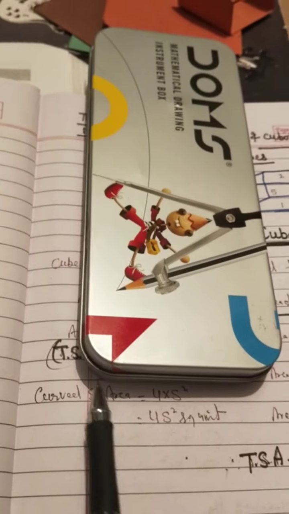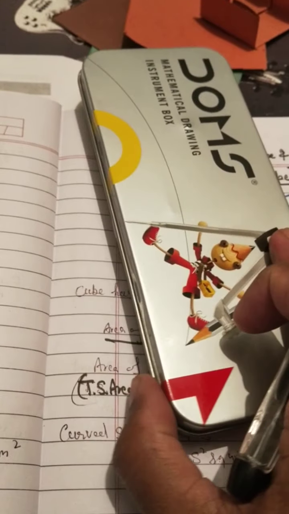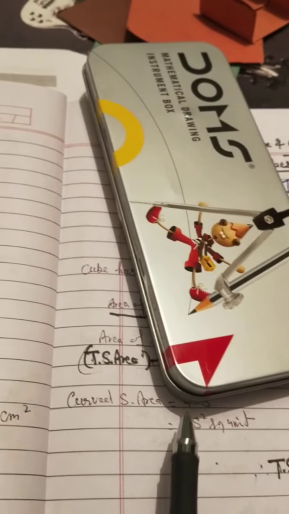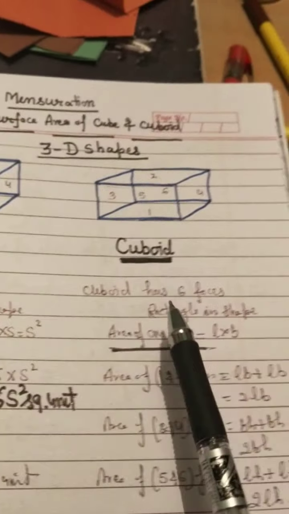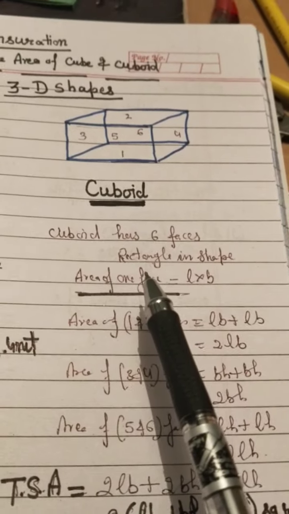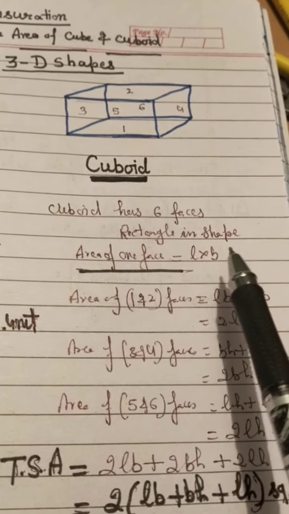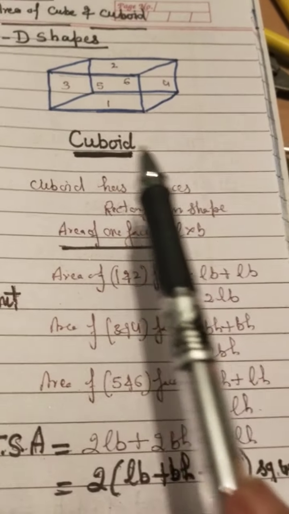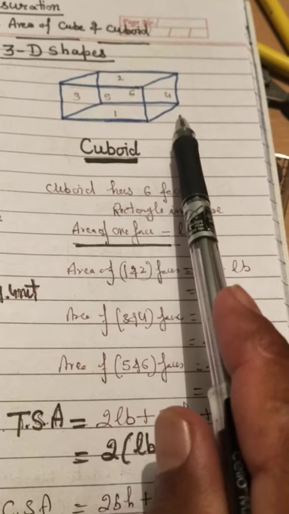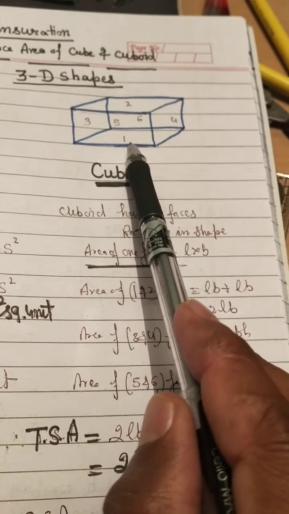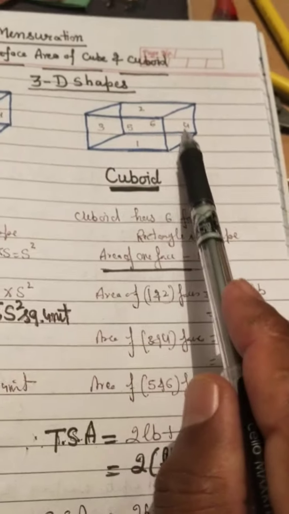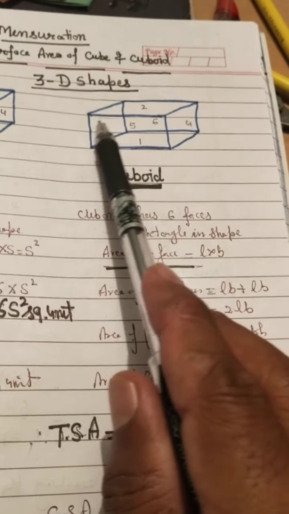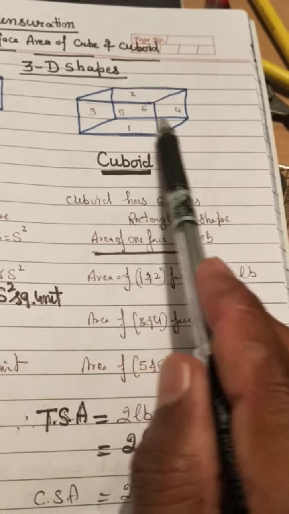Now for the sides, this is breadth and this one height, BH plus BH, 2BH. And one more is that this is length and this one height, LH plus LH, 2LH. So in this way we can find the surface area of a cuboid, which has 6 faces. Each face is rectangular in shape. Area of one face is equal to L into B. Suppose this one is length and this one is breadth. It has 6 faces: first, second, third, fourth, and fifth and sixth.